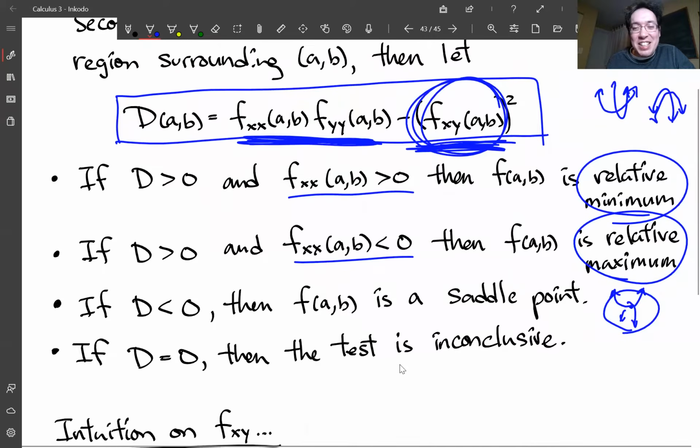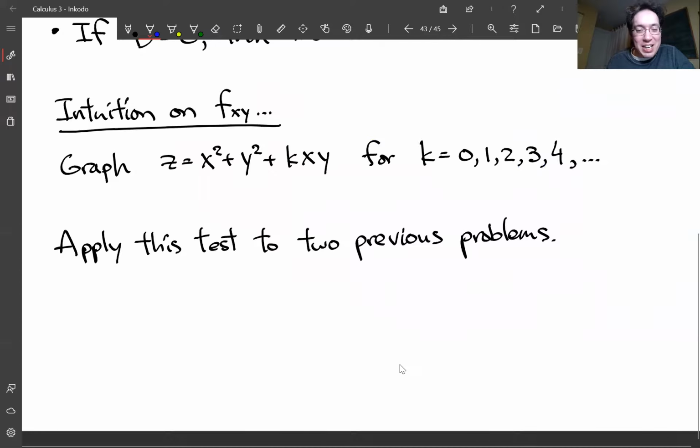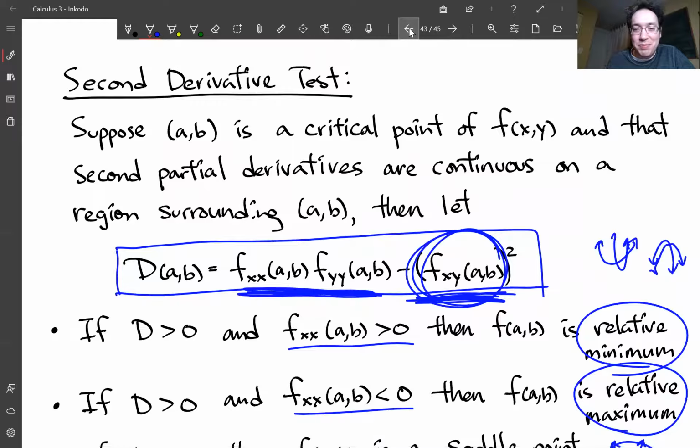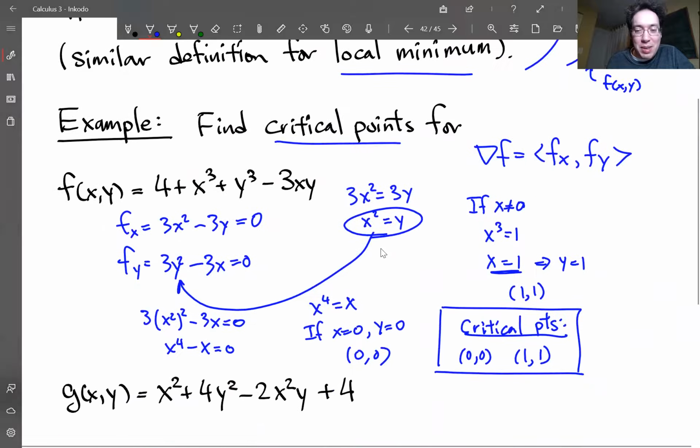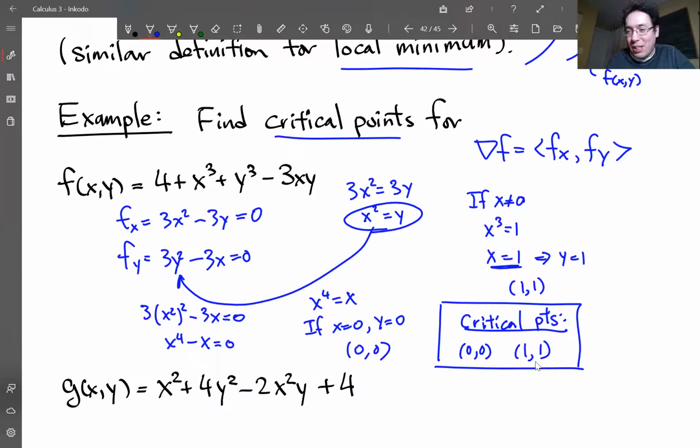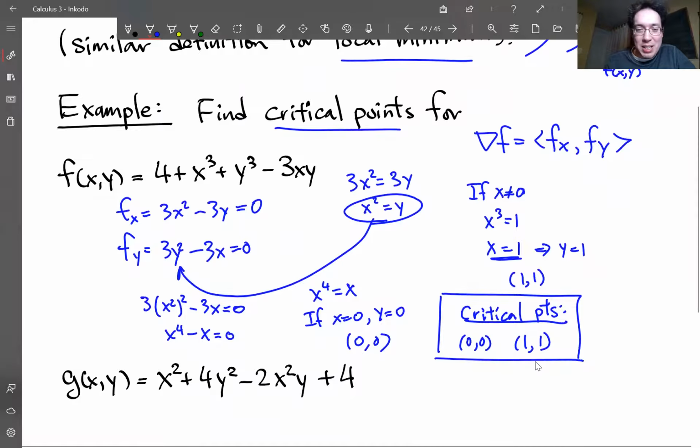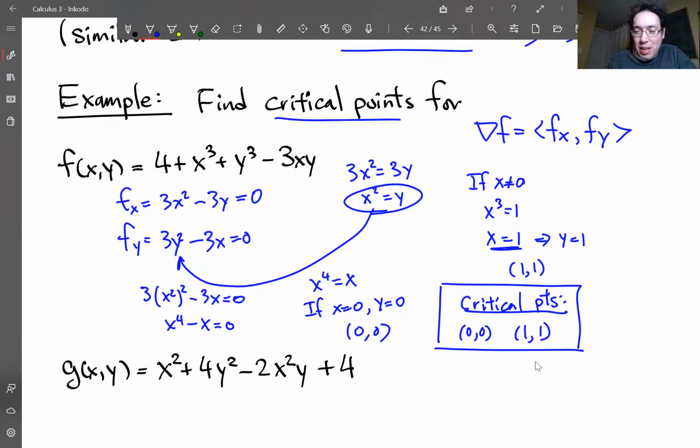Oh, I completely forgot, sorry. Before I end the video, let's actually test this out. So we had an example earlier of critical points, 0, 0 and 1, 1. Let's work out if these are a local max or local min. To do the second derivative test, I have to compute the second partial derivatives. So fxx, so here's fx. If I take the derivative with respect to x again, I get 6x.